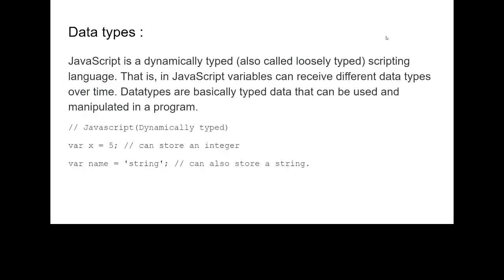But in JavaScript, everything can be initialized using a var variable, and accordingly, if you are inserting a string, the variable will take on the functionality of the string. That's why it's called a dynamically typed or loosely typed scripting language. JavaScript variables receive different data types over time. Like any other programming language, the basic data types of ES6 are number, string, boolean, objects, etc. So yeah, next.